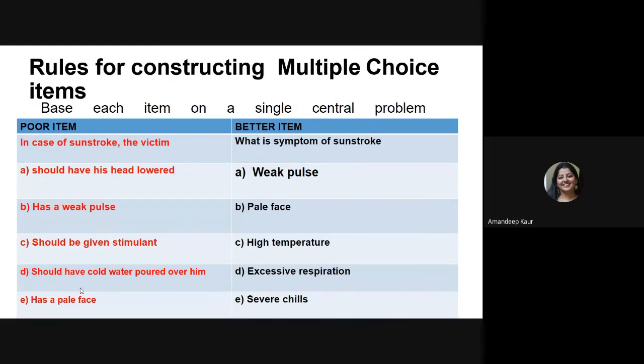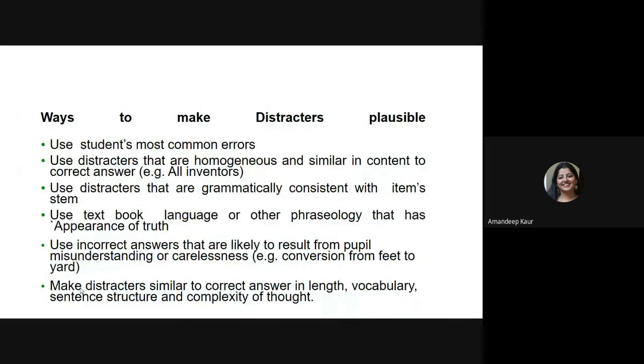Base each item on a single central problem. So for pharmacy science, the poor statement given in the paper was: in case of sunstroke, the victim should have his head lowered, has a weak pulse, should be given stimulant, should have cold water poured over him, has a pale face. So these can be the symptoms in a patient, but only one correct statement needs to be there. So what is the symptom of sunstroke? The major answer needs to be identified from the given options.